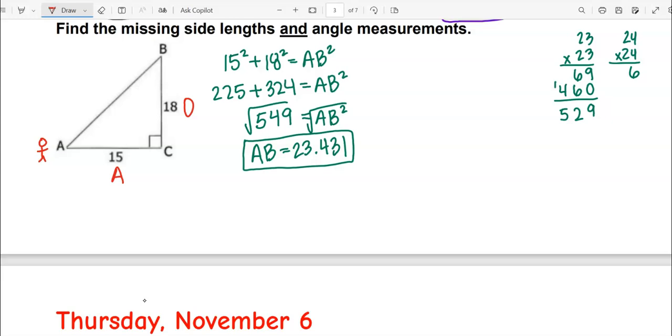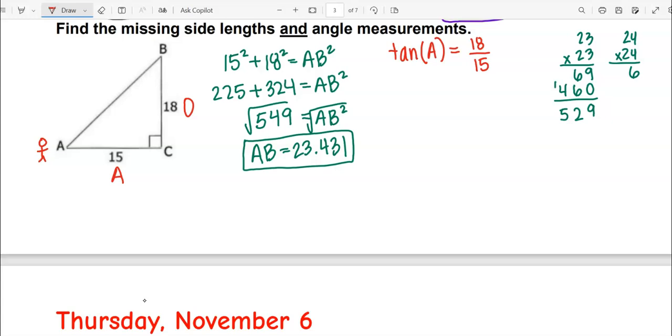What trig function am I going to use? Tangent. Tangent of what goes inside? A. And use a capital here. We are very picky about angle measurements. If there's a capital letter there, it needs to be a capital letter. So tangent of capital A is equal to what? 18 over 15.